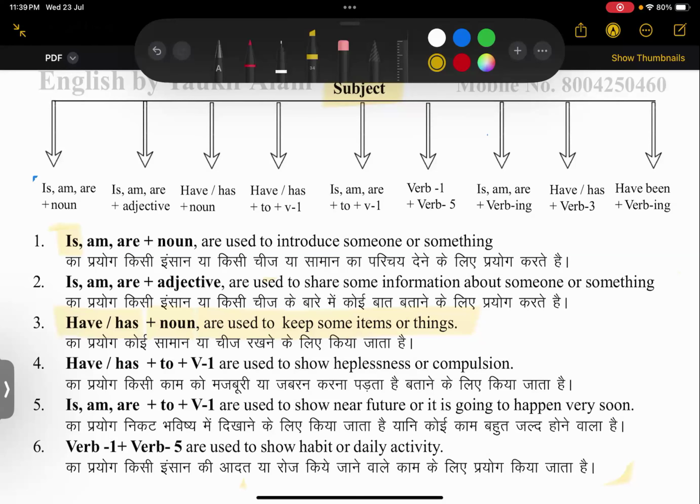Well, have or has plus to plus verb in first form. To plus verb.